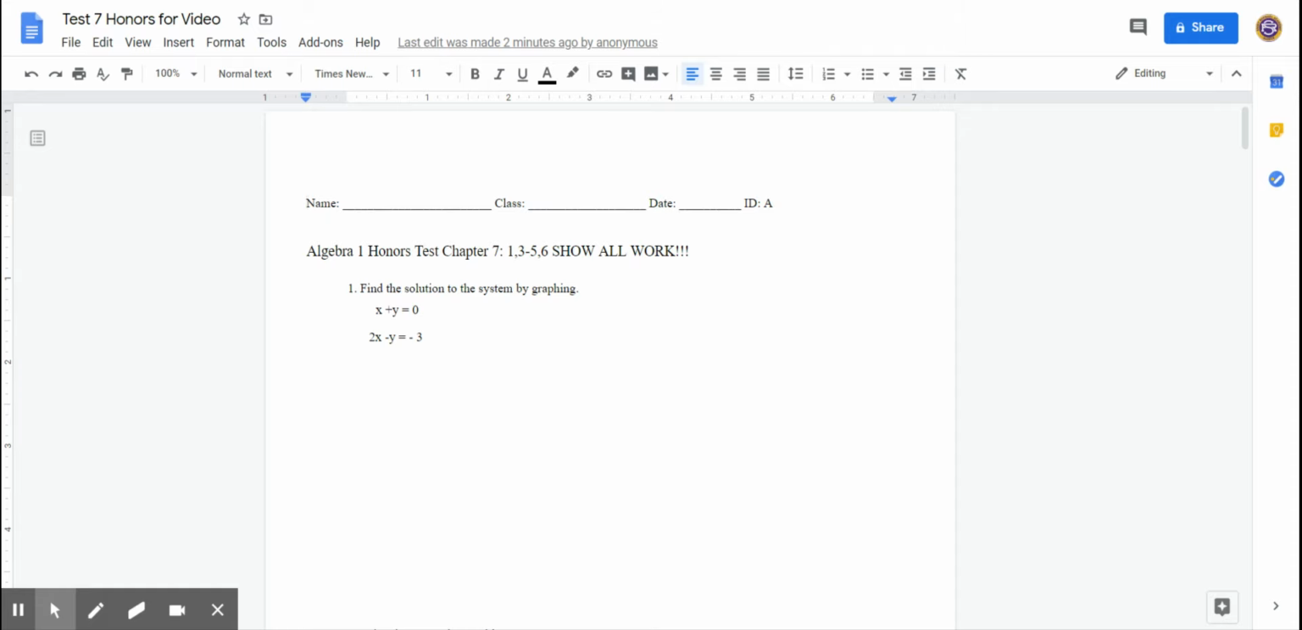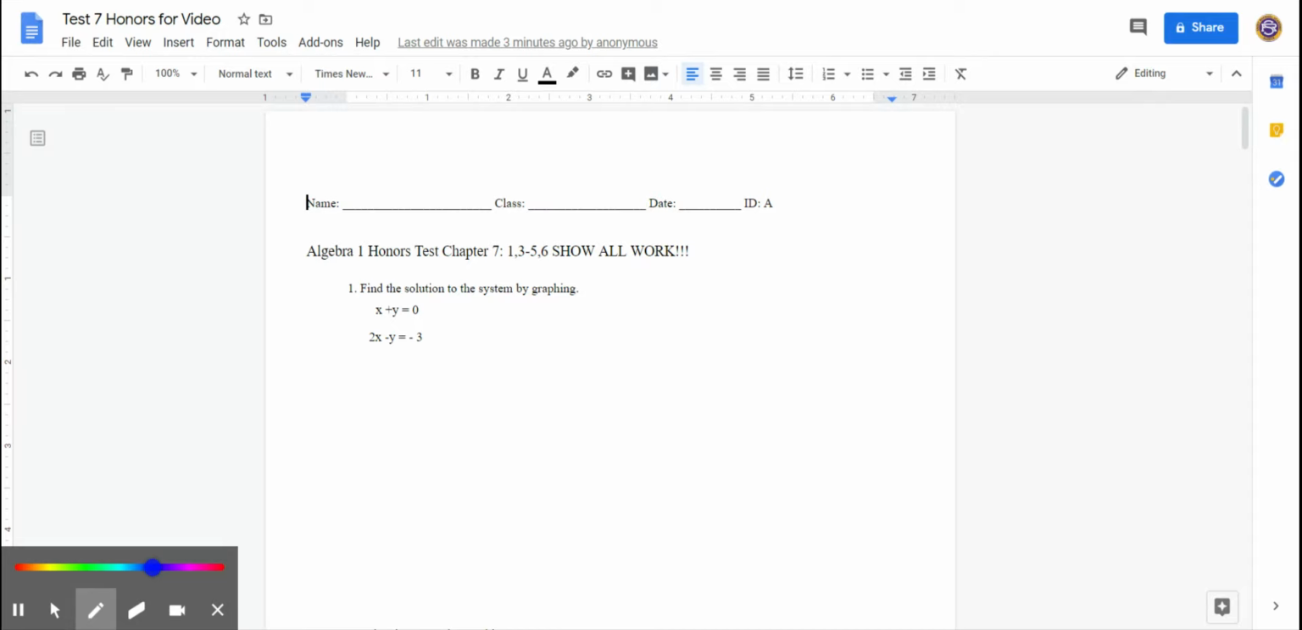Hi everybody. Just wanted to go over the test with you since we don't really have a classroom to do that in, so that you can look at the test you submitted to me and see why you lost some points. All right, so the first one we have to do is find the solution to the system by graphing.